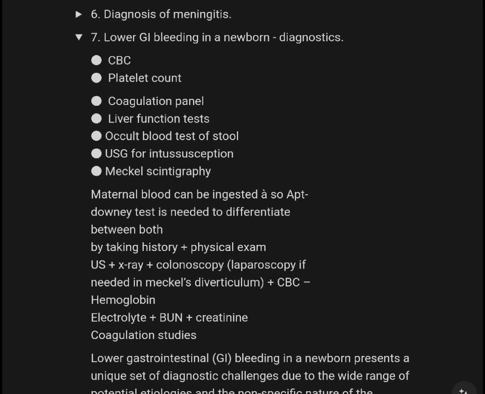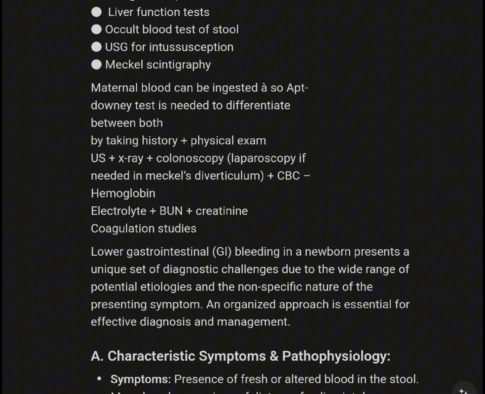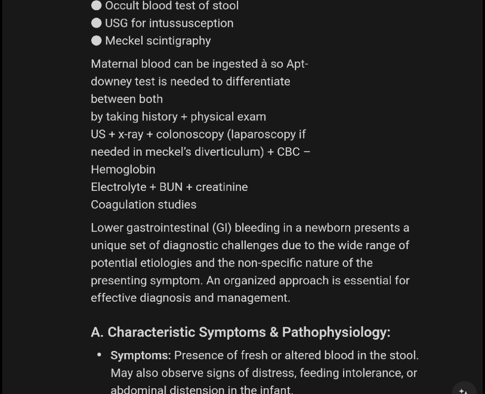Lower GI bleeding in a newborn. Diagnostics: CBC, platelet count, coagulation panel, liver function test, occult blood test of stool, ultrasound, and scintigraphy for Meckel's diverticulum. Maternal blood can be ingested, so an Apt-Downey test is needed to differentiate between the two, along with history, physical exam, ultrasound, X-ray, and colonoscopy or laparoscopy if needed. Also CBC, hemoglobin, electrolytes, creatinine, and coagulation studies.